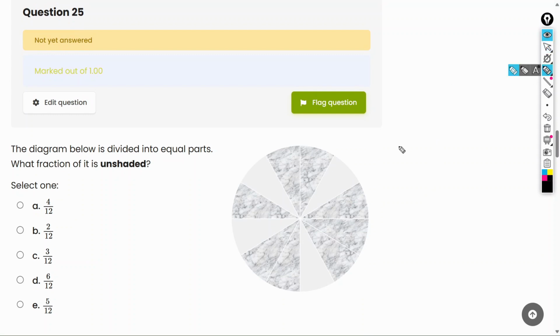The diagram is divided into equal parts. What fraction of it is unshaded? For questions like this, first you need to find the total number of parts that the shape has, and that gives you your denominator. So if we do that, we have 1, 2, 3, 4, 5, 6, 7, 8, 9, 10, 11, 12. So our denominator is 12. Then we count the parts of the shape that are unshaded. That's 1, 2, 3, 4. That leaves us with 4 out of 12.